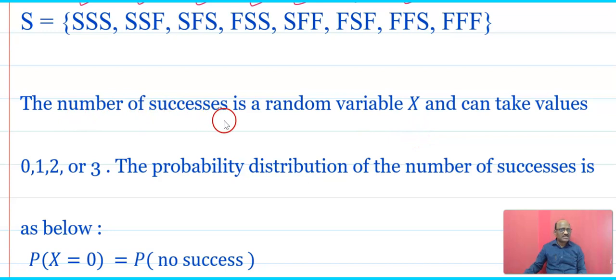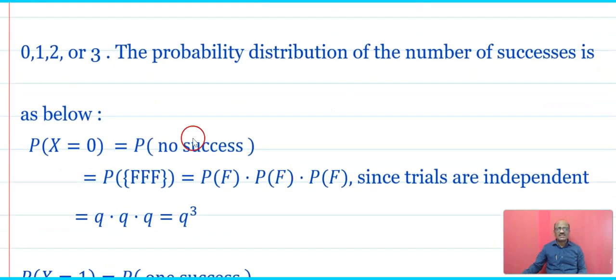Therefore, the number of successes in a random experiment is a random variable capital X and can take the values 0, meaning no success, 1 meaning one success, 2 meaning 2 successes and 3 meaning 3 successes. The probability distribution of the number of successes is as below.